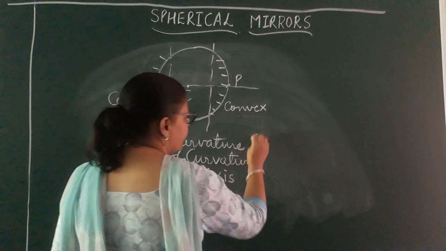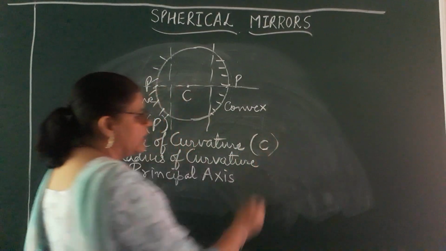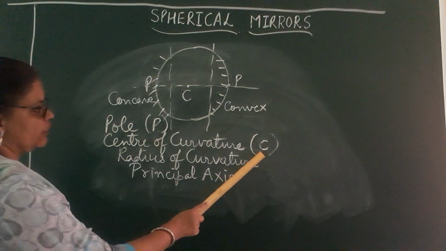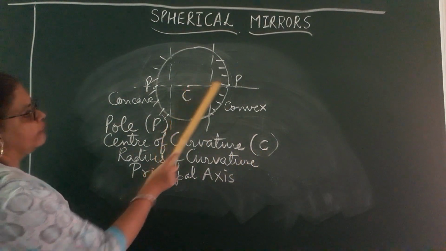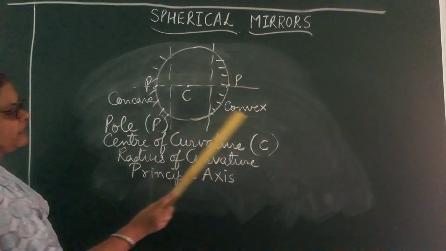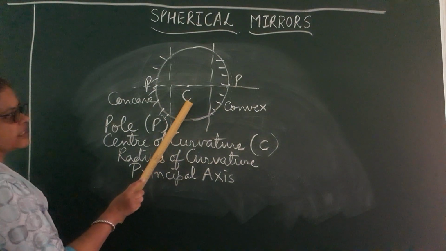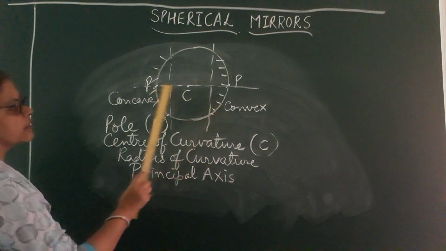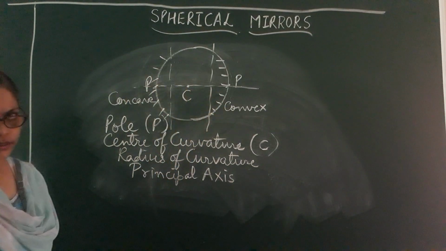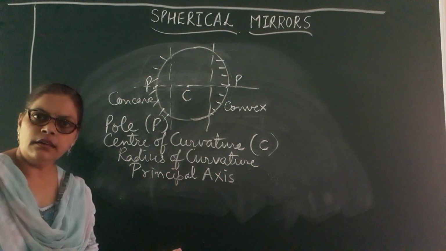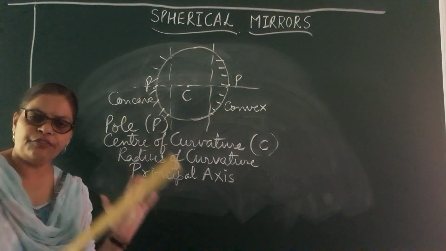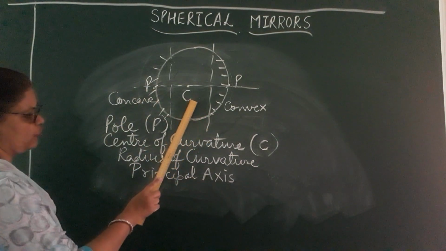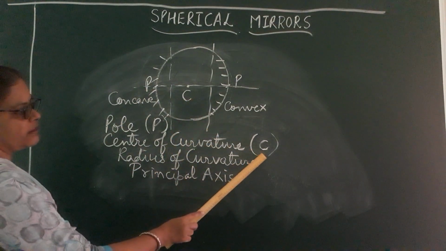That is center of curvature, which is denoted by capital C. What is center of curvature? It is the center of the sphere. I repeat, center of curvature is the center of the sphere of which the mirrors are a part. The mirrors are a part of a sphere, and the center of that sphere is known as center of curvature, and it is denoted by capital C.